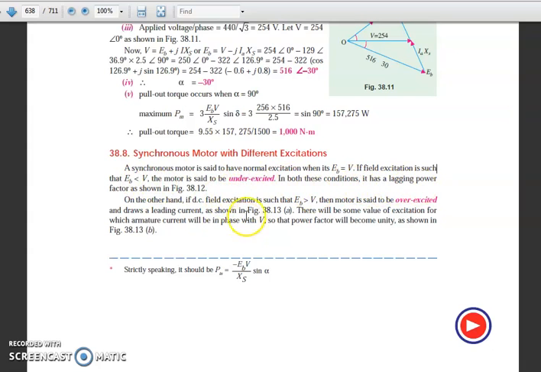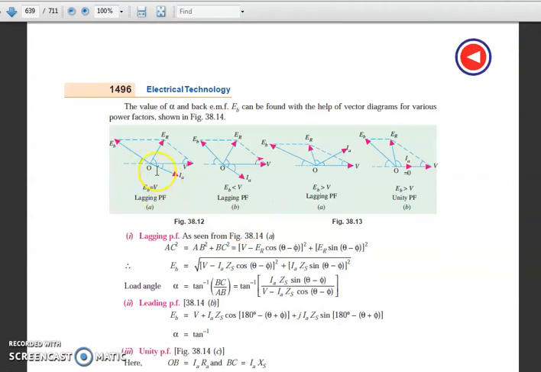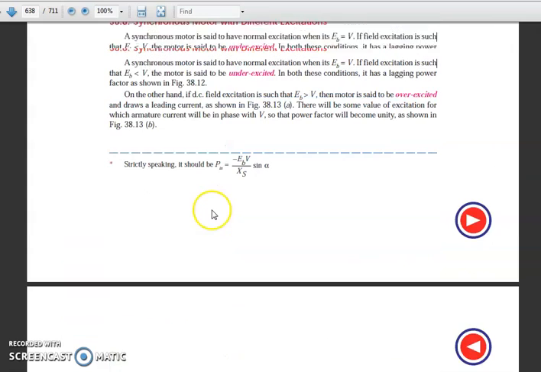म्हणजे काय होणार आहे, या जर तुमचं एक्सायटेशन जर back EMF, already we know that back EMF is produced. If back EMF is equal to supply voltage, or if back EMF is less than supply voltage, then we call the motor is said to be under excited. Okay, and this is nothing but this figure, lagging power factor.